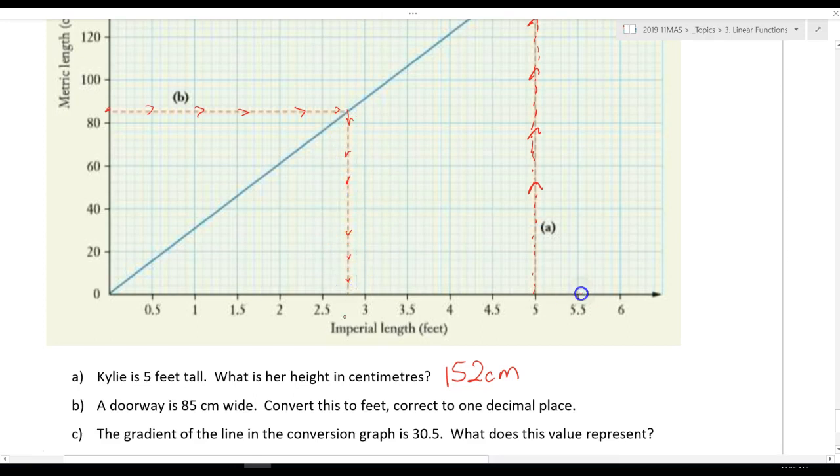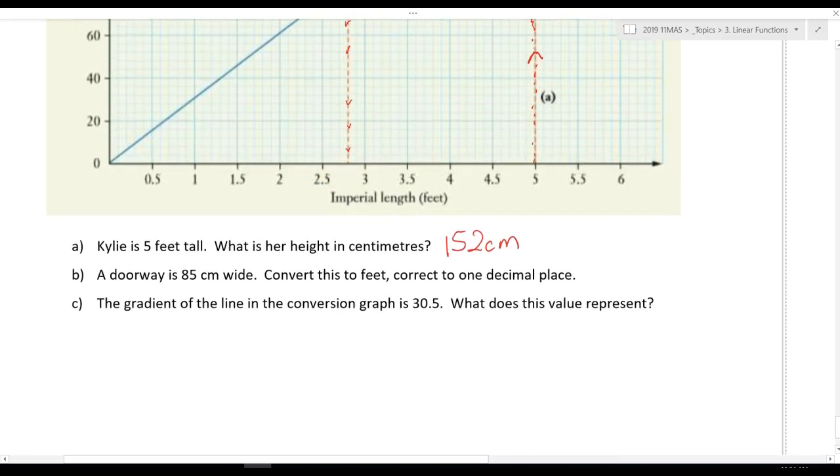We need to carefully read off here. Again, we've got 5 little squares represents 0.5 of a foot, so each one of these must be 0.1 of a foot. So we've got 2.6, 2.7, 2.8 feet. 2.8. We can use this little symbol here for feet.